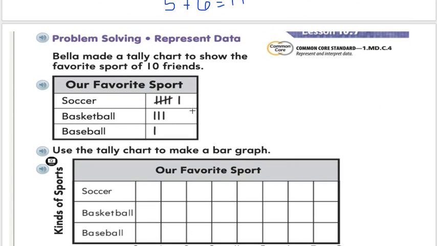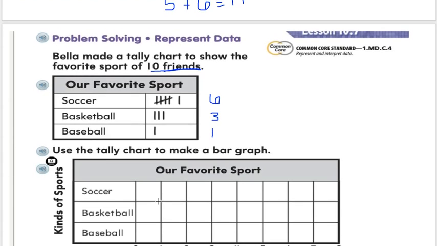Let's try one more. Now, the tally chart is already done for you. We are working on a tally chart that Bella made to show the favorite sport of 10 friends. So we know already that there are going to be 10 different tallies. Soccer has how many? We know that this is a group of 5, because there's always a group of 5 if there are 4 and a diagonal line through, which represents that group of 5. So we have 5, 6 for soccer. I'm just going to help myself out by writing it here. We have 3 for basketball, and we have 1 for baseball.